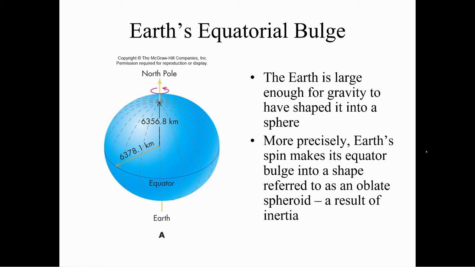The Earth is large enough for gravity to have shaped it into a sphere. Smaller bodies like asteroids are not so much spherical. They look more like a big boulder floating in space. They do not have enough gravity to crush them into a sphere shape. More precisely, Earth's spin makes its equator bulge into a shape referred to as an oblate spheroid, and this is a result of inertia.